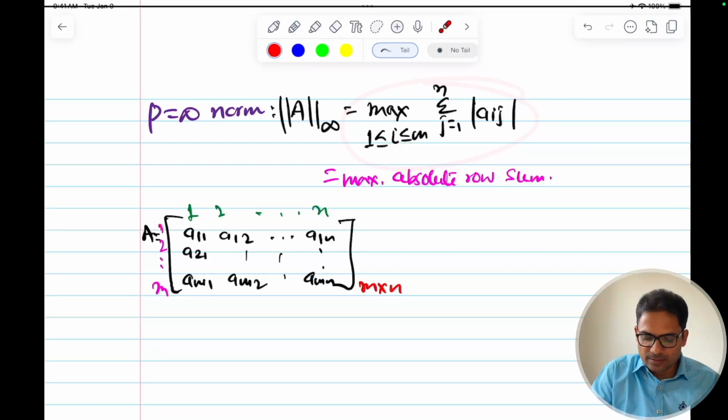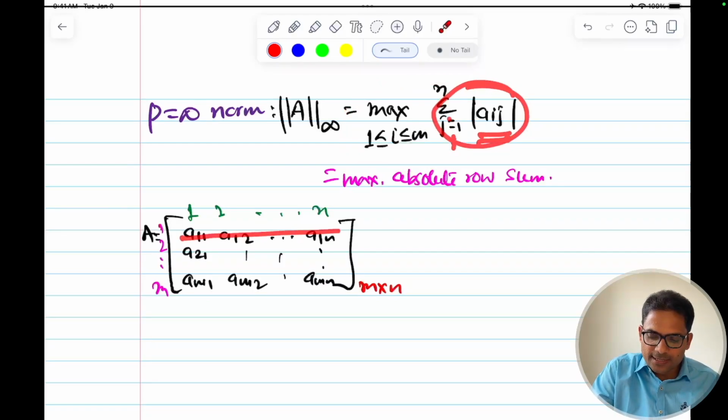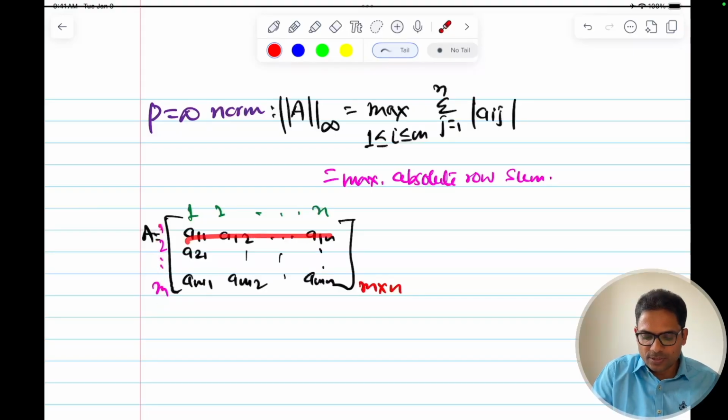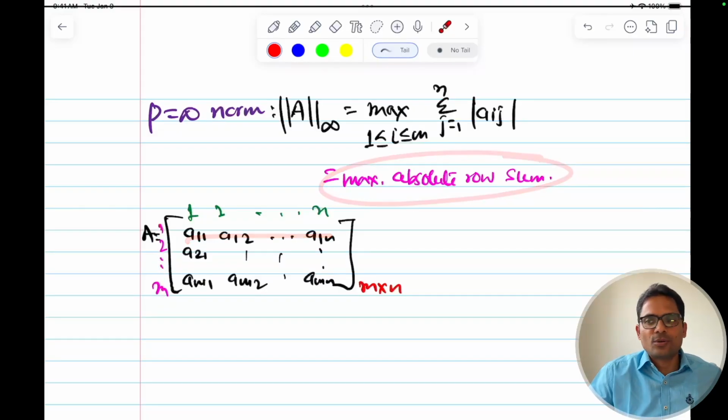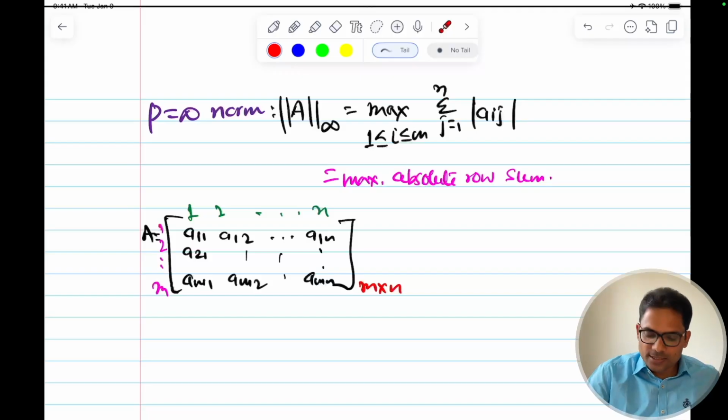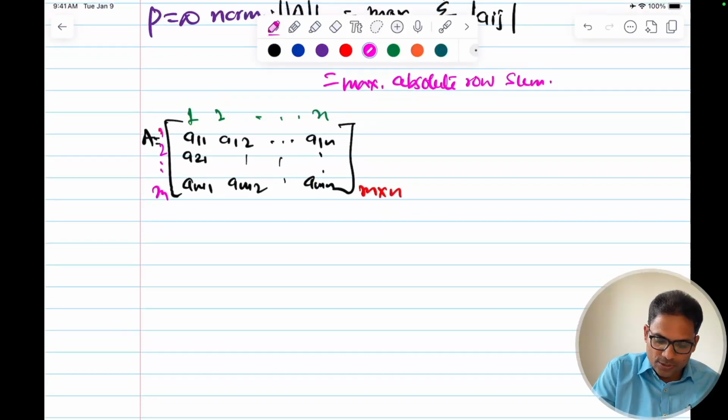This is how we read this. Take the sum of this. This is summation j equal to 1 to n of Aij, fix one i, that is 1 for the first one. Then you get all this sum, then this sum, then this sum, and then you take the max for all the m rows. So this is your max of absolute row sum. I'll give an example so that you understand, it will make both of them clear.